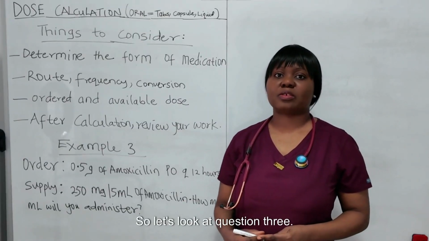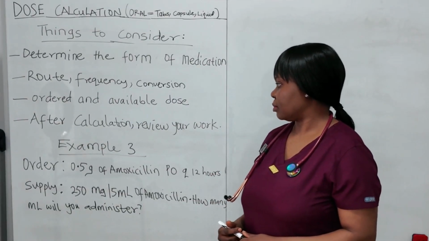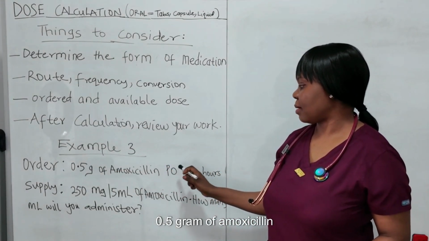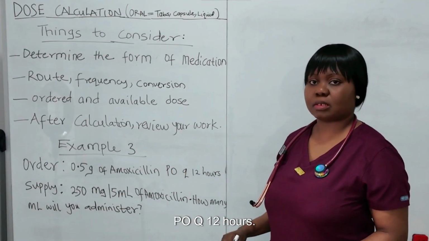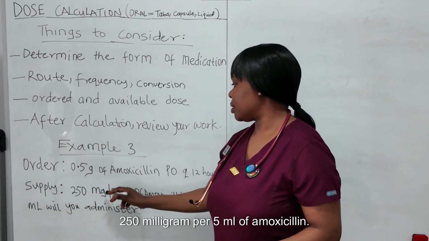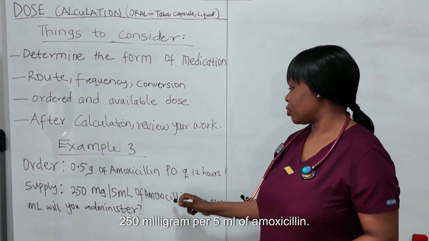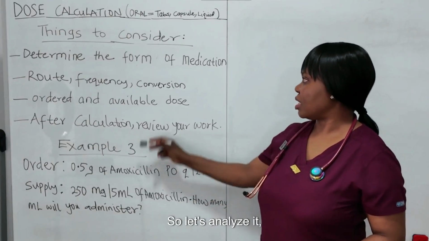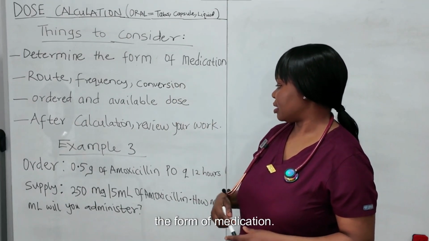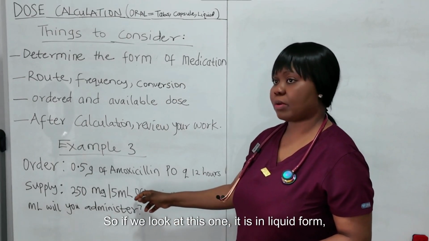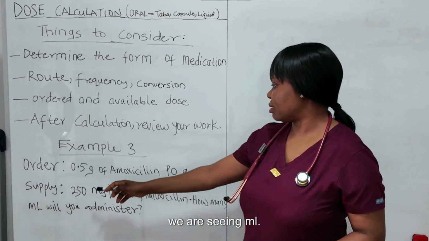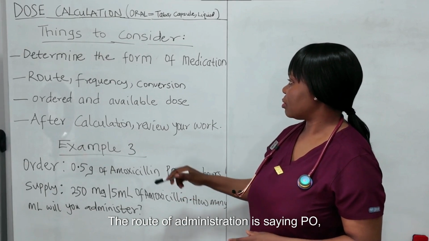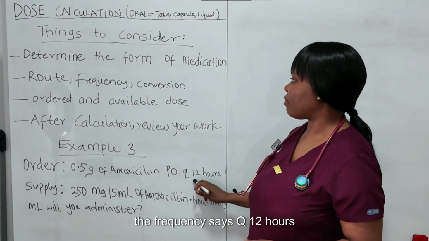So let's look at question 3. Order 0.5 gram of amoxicillin PO Q12 hours. Supply 250 milligram per 5 ml of amoxicillin. How many ml will you administer? So let's analyze it. The form of medication is liquid, because we are saying ml. The route of administration is PO. The frequency is Q12 hours.